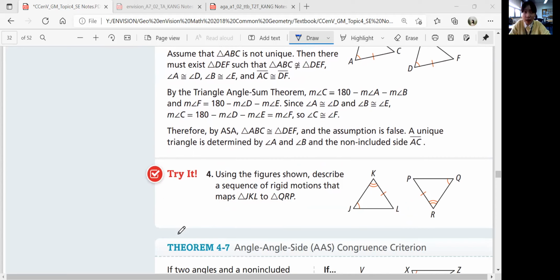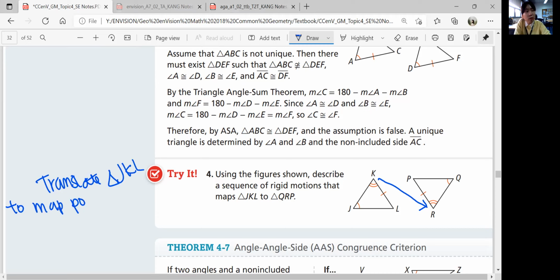Okay, so using the figure shown in example 4, describe a sequence of rigid motions that maps triangle JKL to triangle QRP, because we know those two triangles are going to be congruent by AAS. Can we figure out the sequence of rigid motions? Okay, start by translating JKL. We're going to translate this so that we map K to point R, the point that it corresponds to. So we're going to translate triangle JKL to map point K to point R.